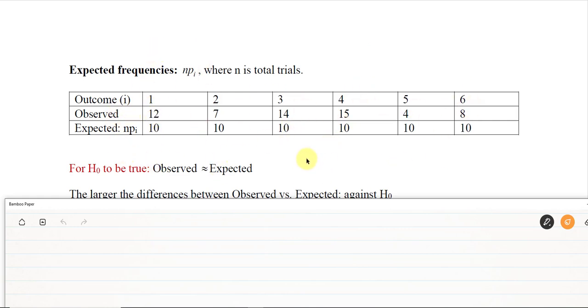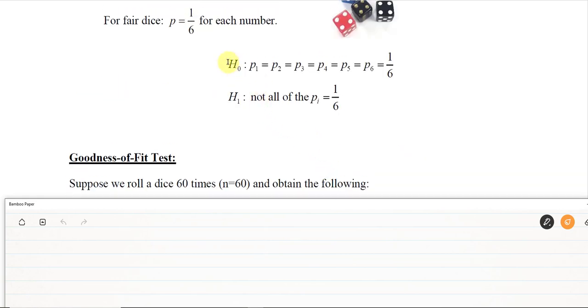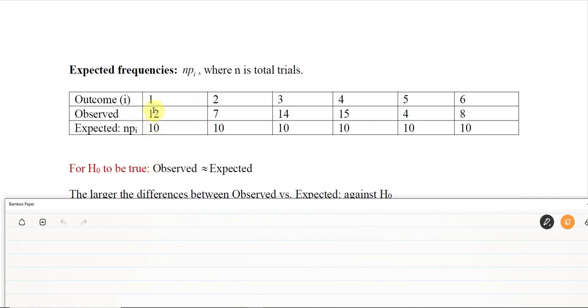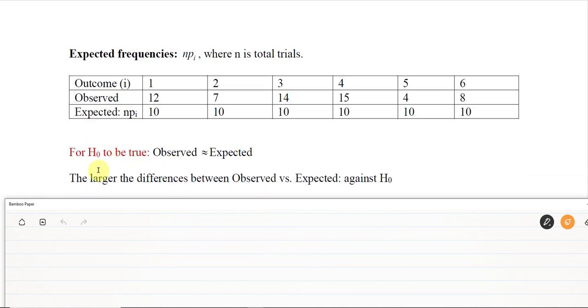Now if we want the null hypothesis to be true, that means you want the observed frequency and the expected frequency to be very close to each other, right? You want the observed and the expected to be approximately equal to one another if H0 is to be true. So the larger the differences between the observed and the expected frequency, the more evidence there would be against the null hypothesis.